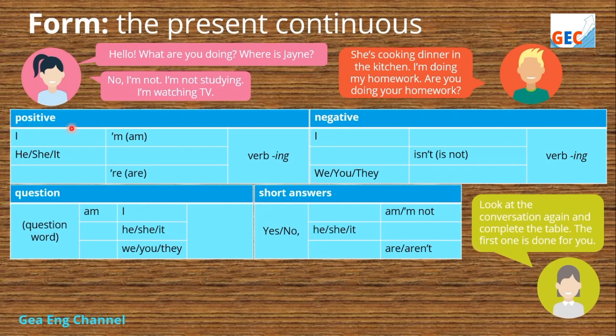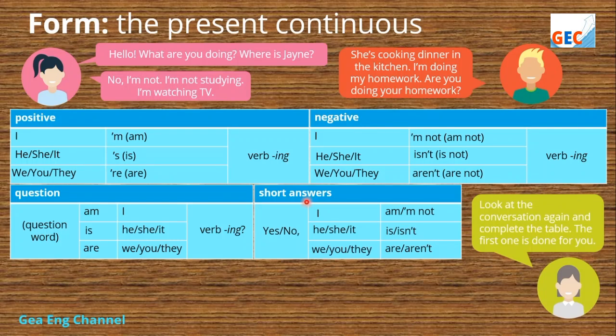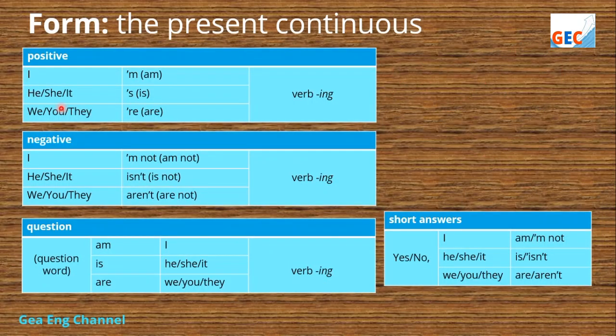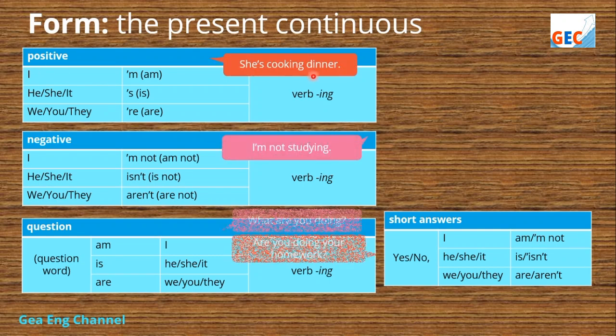So we have positive sentence and negative, and we have question, and we have short answer, yes, no questions. So here we have positive sentence: She's cooking dinner. Negative: I'm not studying. And question: what are you doing? Or are you doing your homework? And short answer: no, I'm not.